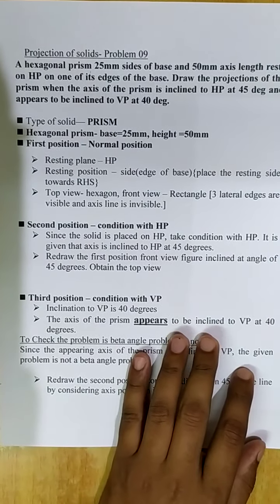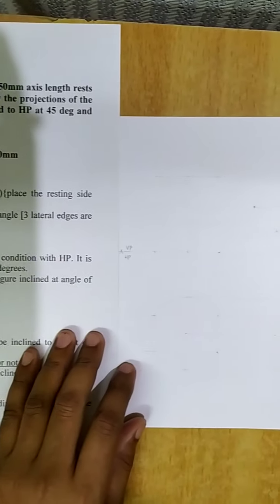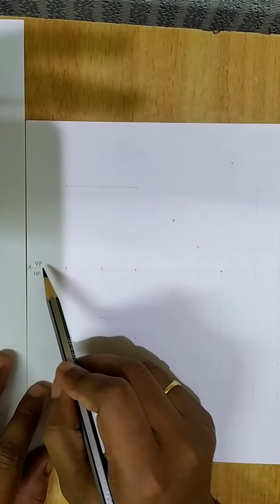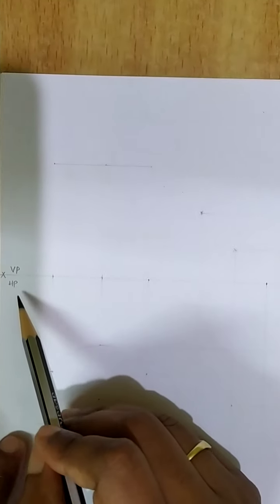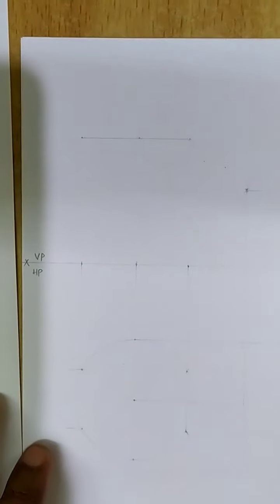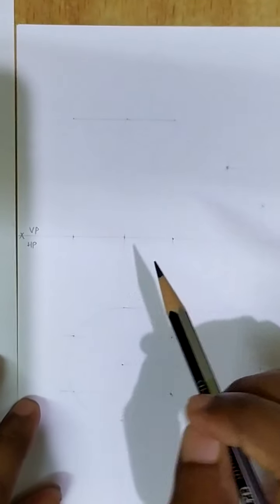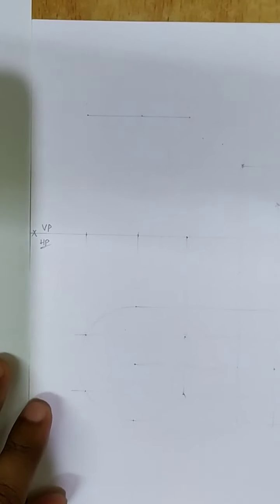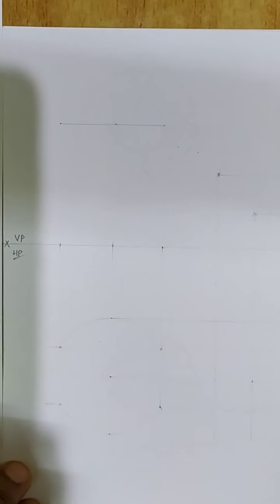Now, coming to the construction, we will take the XY line. With respect to this XY line, I have written VP and HP. VP is above the XY line and HP is below the XY line, because we will always consider the first angle of projection. I need to draw the hexagon in HP because the lamina is resting on HP. How to construct the hexagon, we have discussed already in case of projection of planes. In the same way I will proceed.